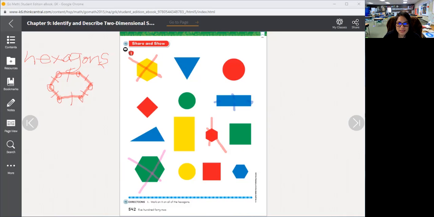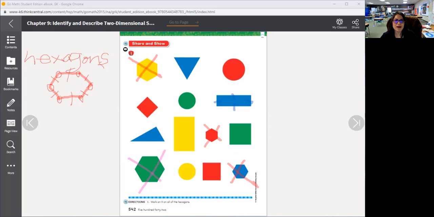There we go. This one doesn't have enough sides, so it is not. 1, 2, 3, 4. Nope, it is not. So we're gonna go ahead and not put an X on that one, okay? And then the last shape right here, we have 1, 2, 3, 4, 5, 6 sides, and then 1, 2, 3, 4, 5, 6. So yes, that one is a hexagon. So I'm gonna put an X on that one.